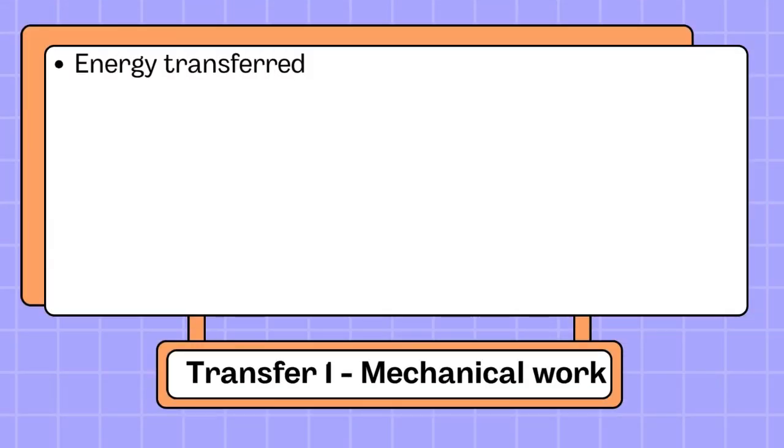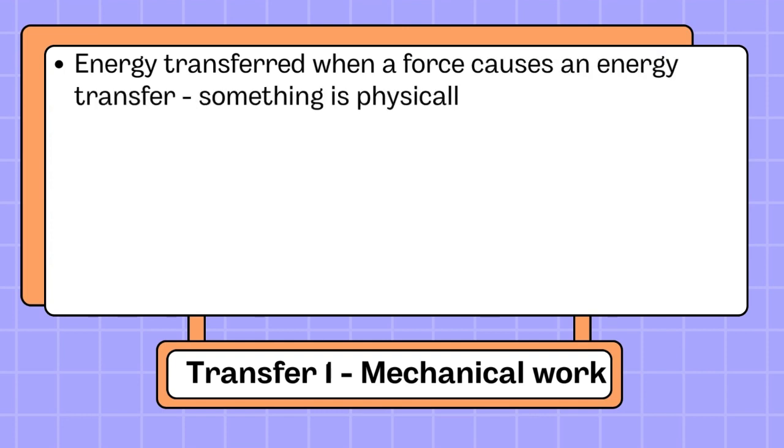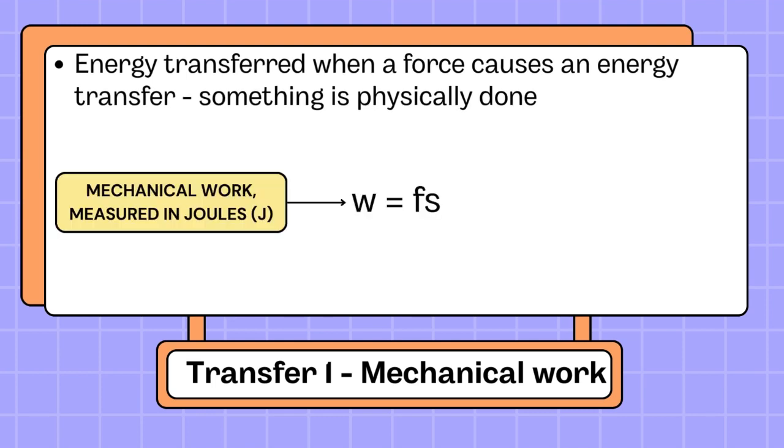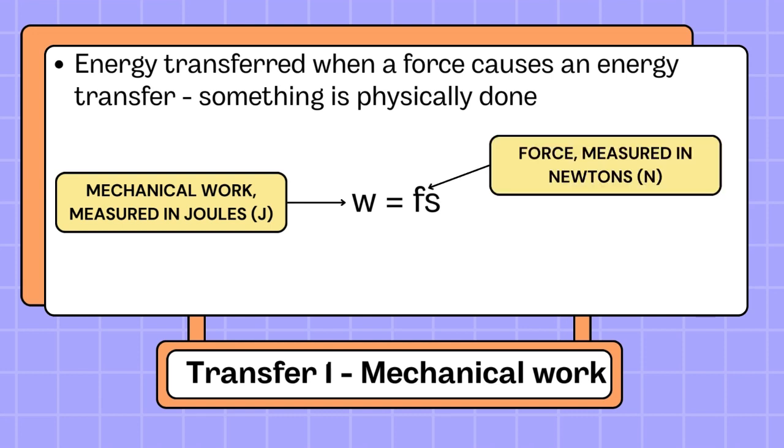Mechanical work is energy transferred when a force causes an energy transfer. In other terms, when something is physically done. To calculate it, we can use the equation W equals Fs, where W is the mechanical work in joules, F is the force in newtons and s is the distance in meters.